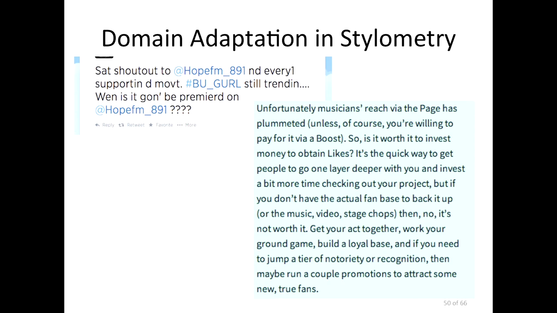So you can really see the challenge here in trying to identify the author of this tweet, or a group of tweets that look like this, from a blog that looks like that. And that's really our challenge.